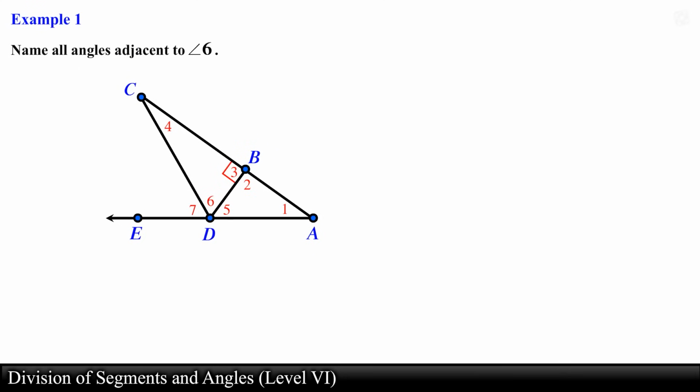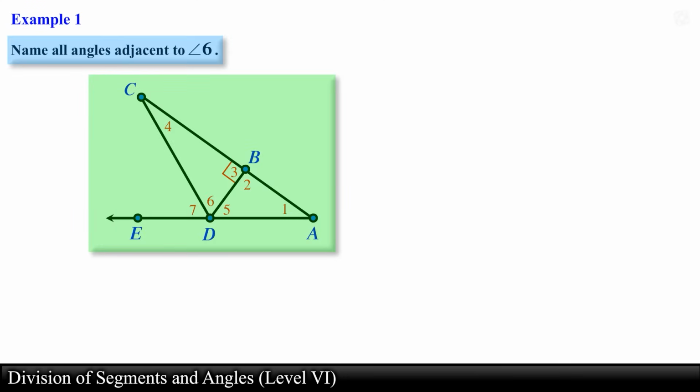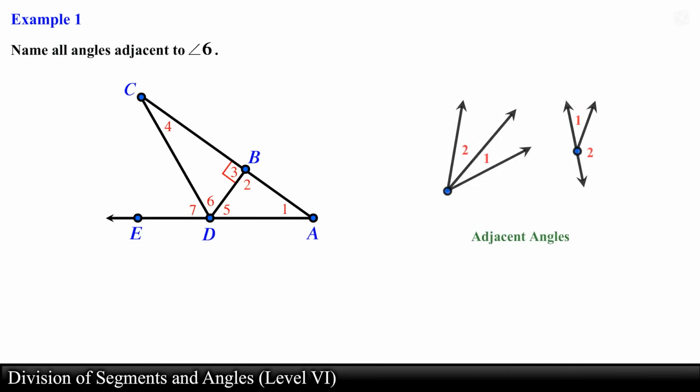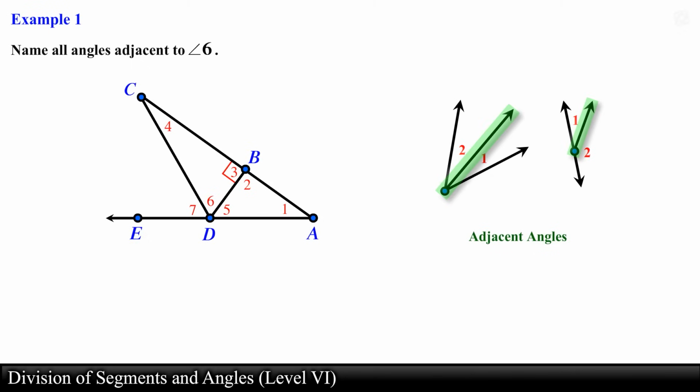In this problem, we are provided with a diagram and are asked to name all the angles adjacent to angle 6. Recall that adjacent angles have a common vertex and a common side, but no common interior points. In the diagram, we see that angle 6 has point D as its vertex, so any adjacent angles will also have this point as a vertex.